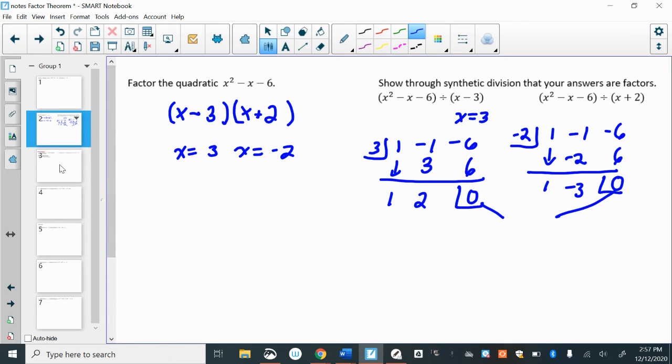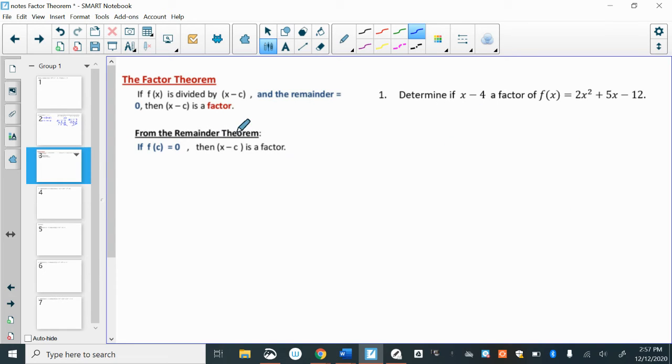And what we have is called the factor theorem, which says if f of x is divided by some linear binomial and the remainder is 0, then x minus c is a factor. So if I'm going to ask you if this is a factor, what you're going to do is use synthetic division. If you get a remainder of 0, then the answer is yes. So again, you've got to set this equal to 0 to solve.